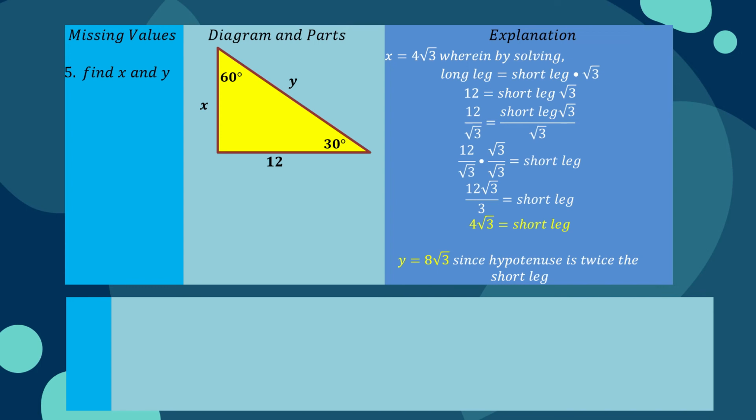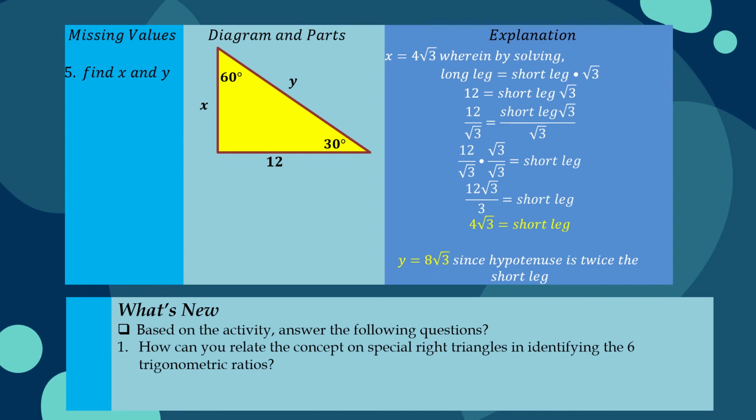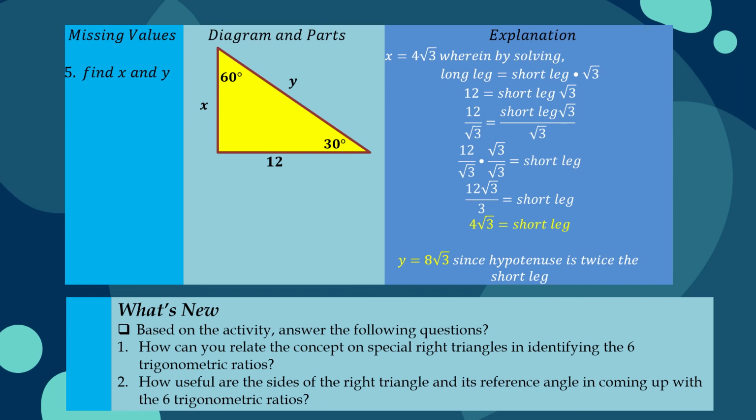So, if you were able to get it right, I guess you have perfectly understood the lesson on Module 7 in Quarter 3 prior to this video lesson. So, based on the activity, how will you answer the following questions? Number 1, how can you relate the concept on special right triangles in identifying the 6 trigonometric ratios? Second, how useful are the sides of the right triangle and its reference angle in coming up with the 6 trigonometric ratios?